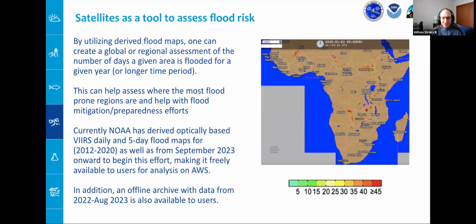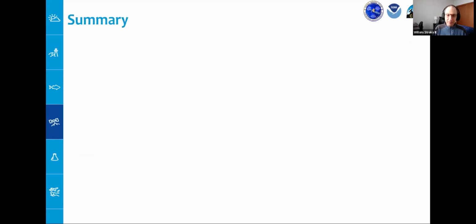Currently, NOAA has a derived optically based VIIRS daily and 5-day composite from 2012 to 2020, as well as from September 2023 onwards, to help begin this effort, and is making this data freely available to users for analysis on AWS. The data from the intervening years from 2021 to mid-2023 will be reprocessed hopefully in the near future. There's also an offline archive that is accessible to provide the data from the gap here.